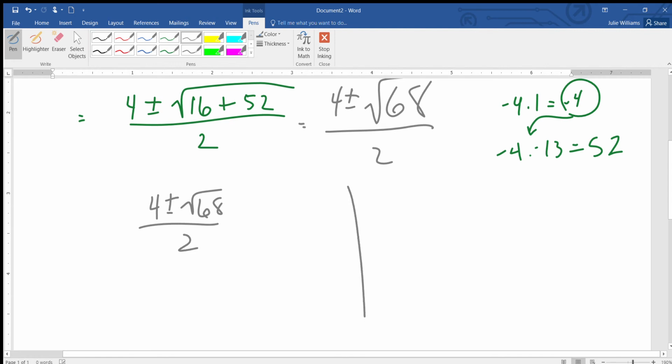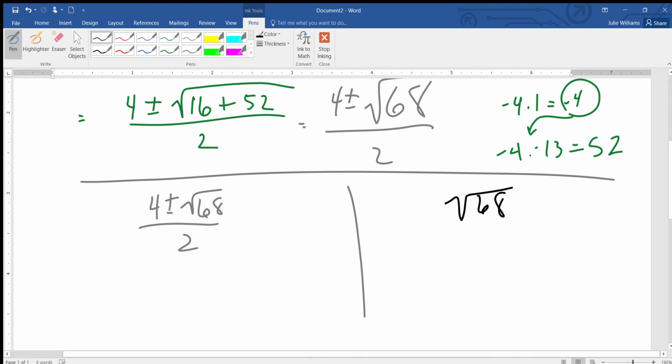I'm going to make another column over here. I'm going to be looking into the square root of 68 and seeing if it can simplify at all. So I think of perfect squares. I'm going to try 4 first. So 68 divided by 4, I did multiplication. That's not right. 68 divided by 4 is 17. Okay? 68 divided by 4 is 17, and 17 is prime.